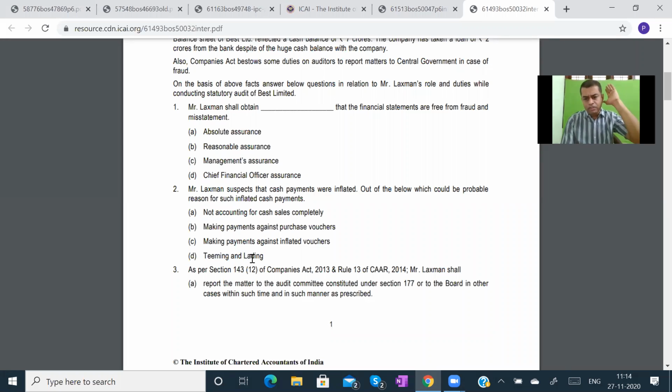You might have studied in your first chapter, teeming and lading is one of the types of frauds committed with the collusion of the cashier and the accountant. With the collusion they can do, or the cashier alone can do. It is misappropriation of cash collected from the debtors. You will not record the cash, and when subsequently another debtor pays you money, then you will record the receipt from the first debtor. So you are rotating. These are 4 options, A, B, C, D.